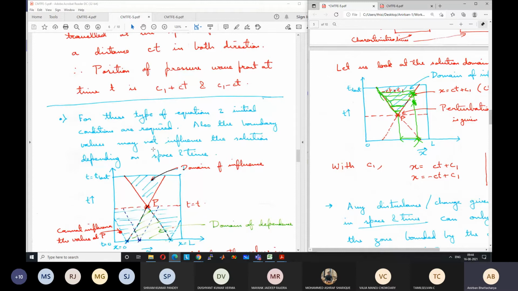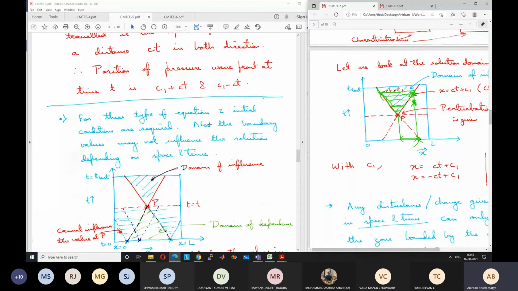For this type of problem, two initial conditions are required, since we have a second derivative in time. One condition can be the displacement and another can be the first derivative, del u del t. So one can be u at t equal to 0 and another can be del u del t at t equal to 0. So displacement and speed at time t equal to 0, or something like that.